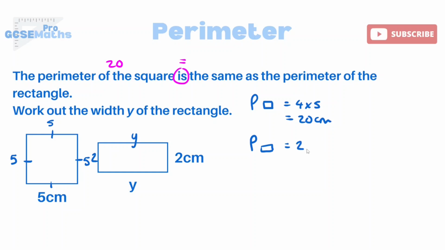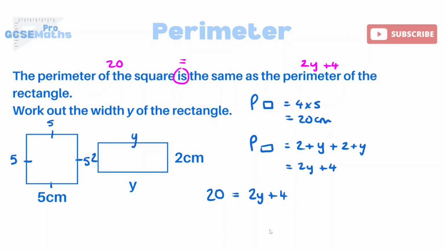So I've got 2 plus y plus 2 plus another y, which if I simplify it, collecting the like terms, I get 2y plus 4. So the perimeter of the rectangle is 2y plus 4 for now. Do you see how I've created that equation? I can now write that as 20, as in the perimeter of the square is 20, is equal to the perimeter of the rectangle, which is 2y plus 4.